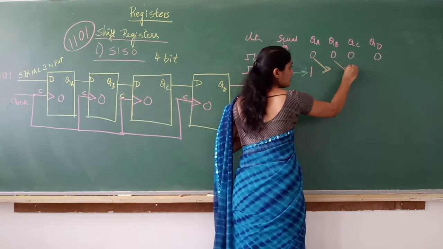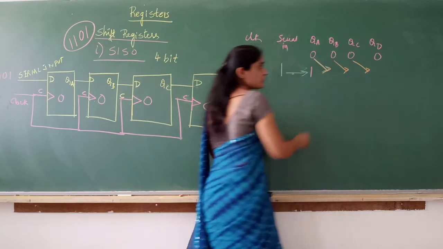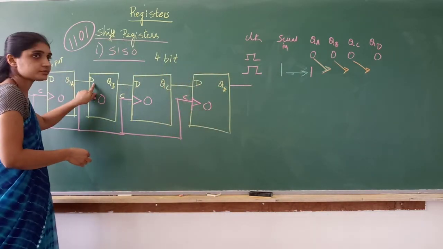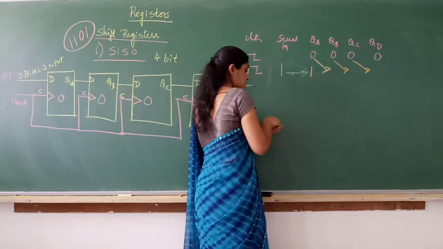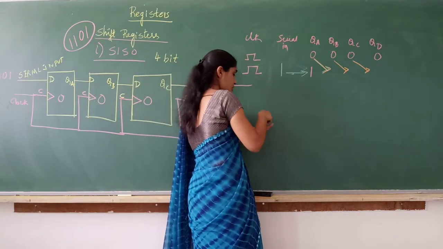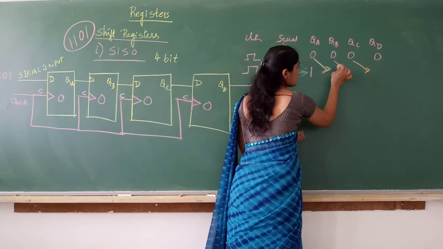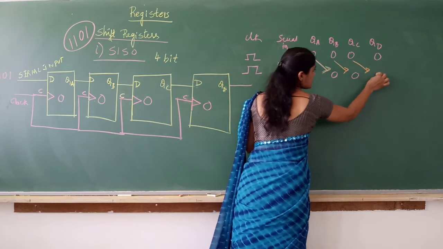This 0 will be the input for the next. So now whatever 0 we had, that will come here. So what is the new content upon the occurrence of the first clock pulse? So 1. Okay, this 0 will shift here, this 0 will shift here, this 0 will shift here.